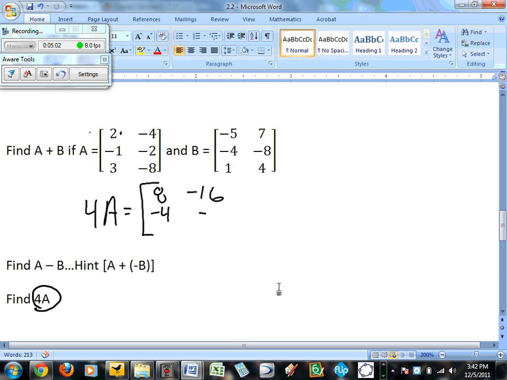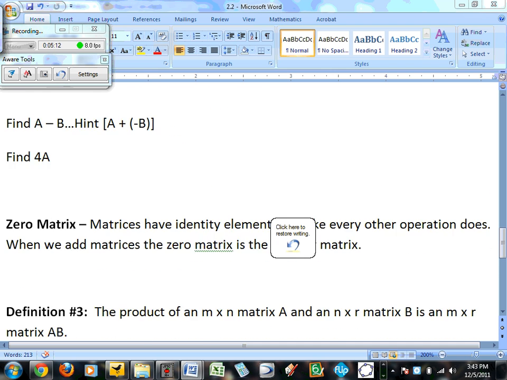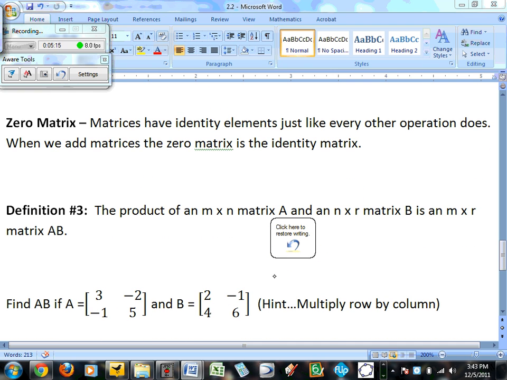Negative 4, negative 8, 12, and negative 32. So that's easy enough, right? Operations with matrices really aren't that bad. Okay. Something that we got to identify here, a zero matrix. Matrices have an identity element, just like every other operation.